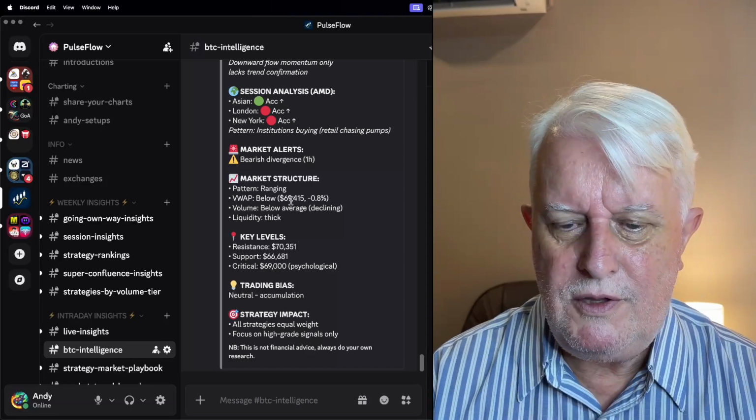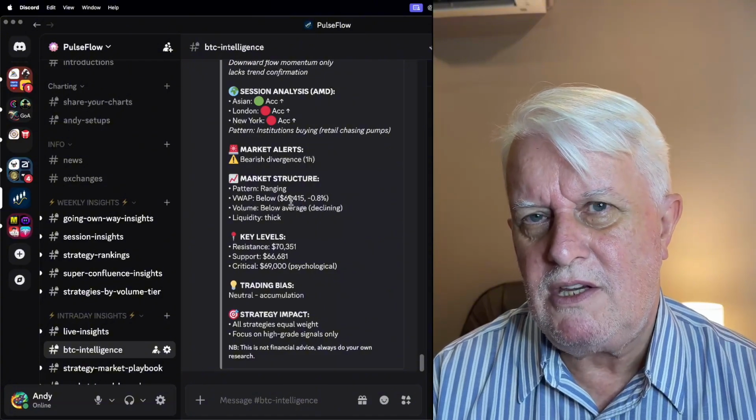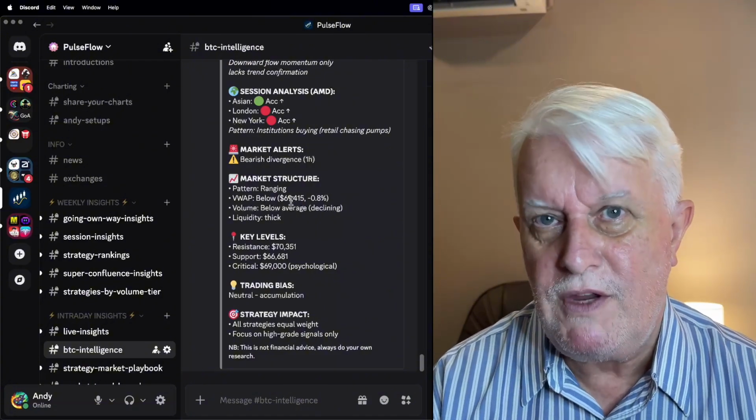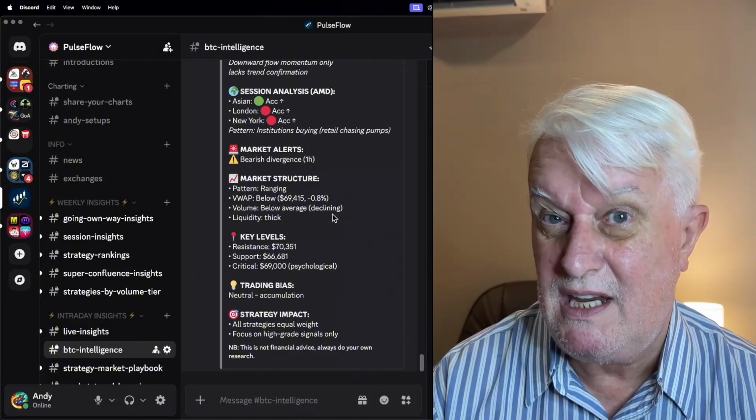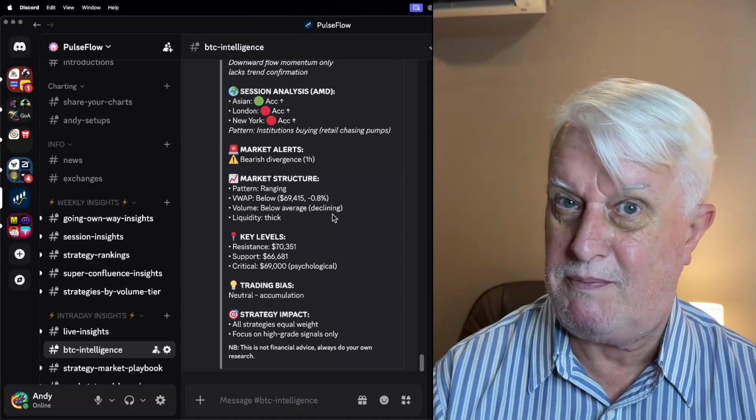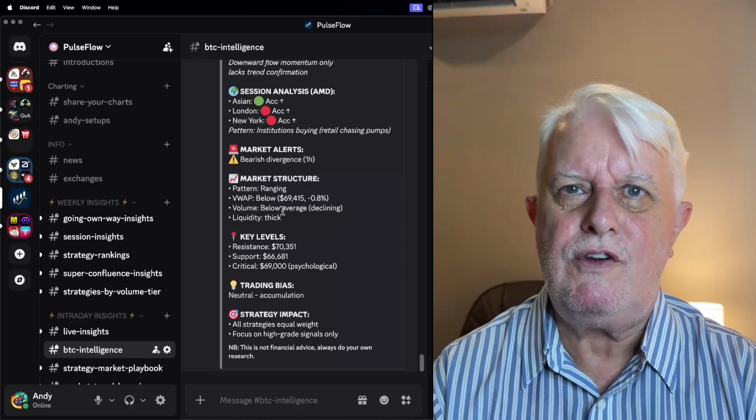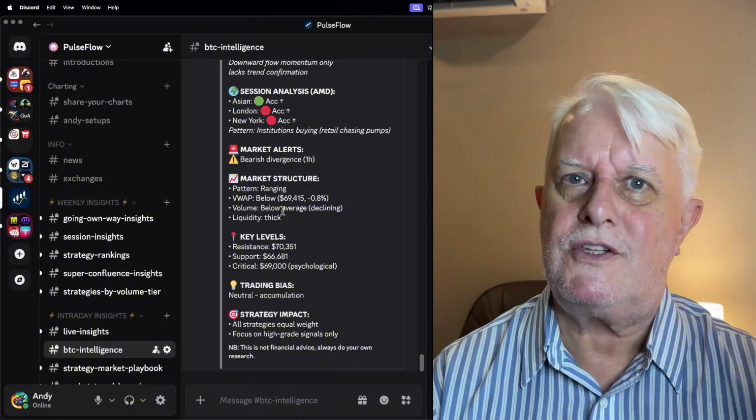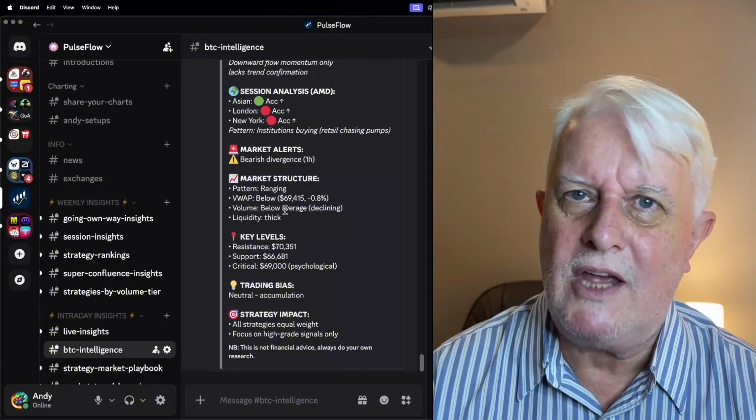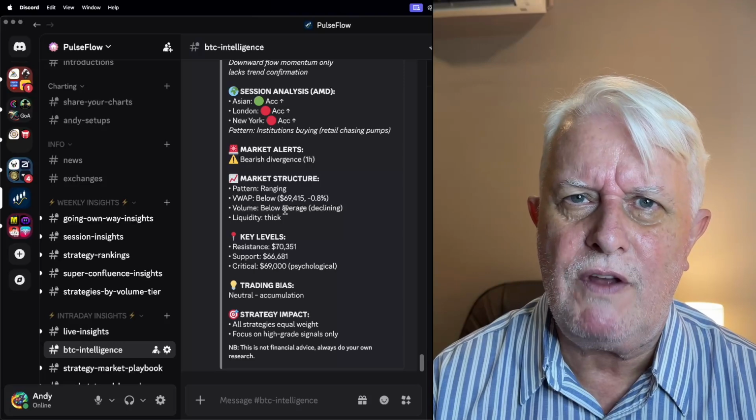The VWAP shows you whether BTC is currently beneath or above its VWAP line, and the percentage it is above or below. Right now, it's below. What a surprise. The volume checks the last 3 4-hour candles against the previous 3 4-hour candles, and tells you if it's rising or declining over that time.